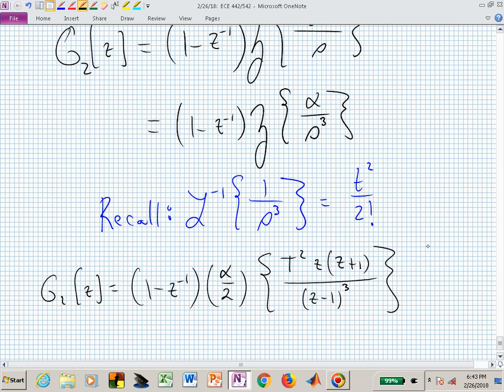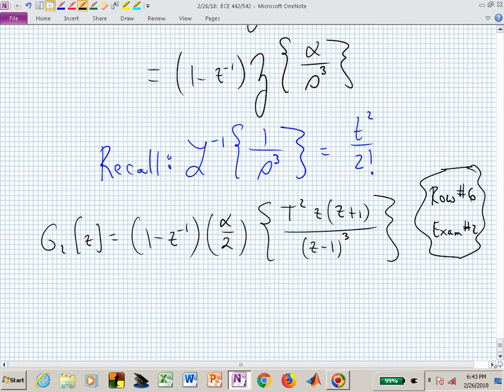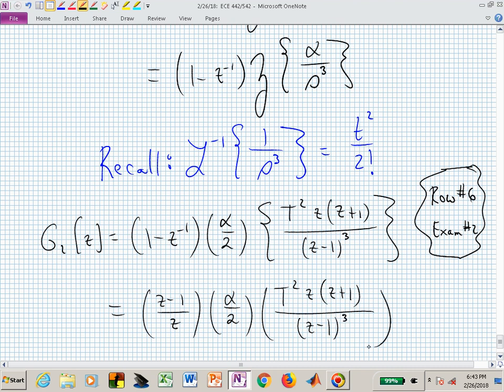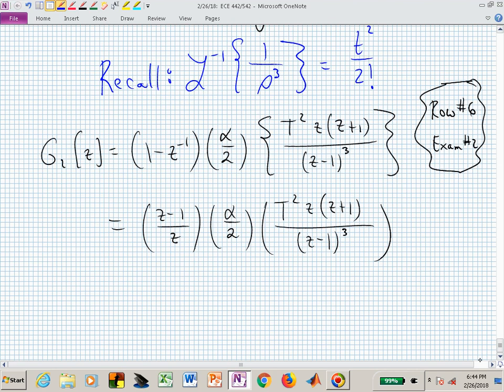That's what happens when you look at or find row number 2 in the table of transforms for exam number 2. Again, as you're making your way through the alphabet and your way home, maybe at E, you look at row number 6 in this transform table and you find that 1 over s cubed becomes T squared times z plus 1 over z minus 1 cubed. But we can clean that up. This 1 minus z to the minus 1 is z minus 1 over z. We have an alpha over 2, and we have here T squared times z plus 1 over z minus 1 cubed. Do you see all the cleaning we can do?